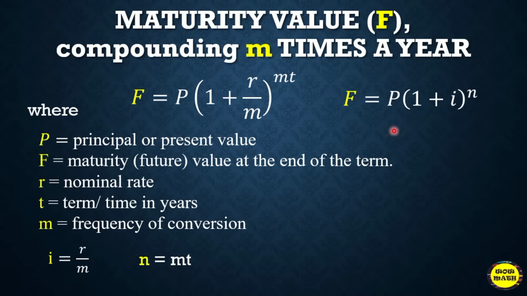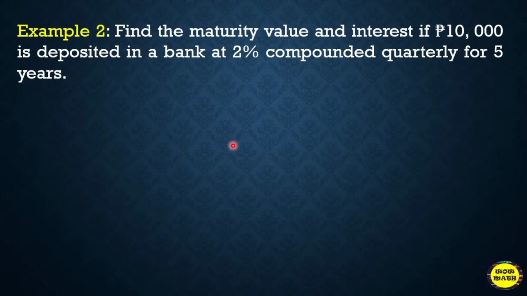So, kung ito yung gagamitin yung formula, kunin nyo muna yung value ng I at kunin nyo muna yung value ng N. Or pwede rin naman to. Pwede na to. Alright, so start tayo. Find the maturity value and interest if 10,000 is deposited in a bank at 2% compounded quarterly for 5 years.